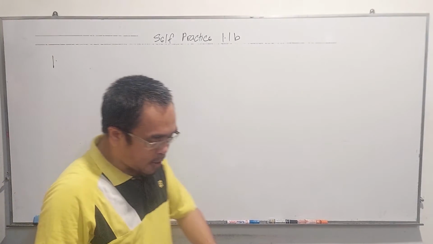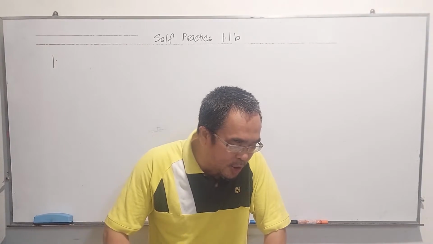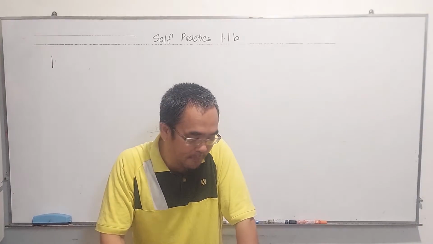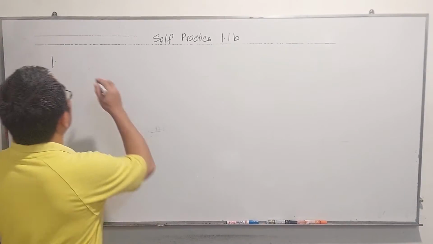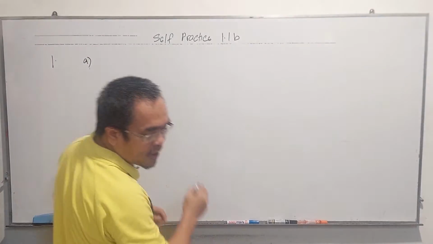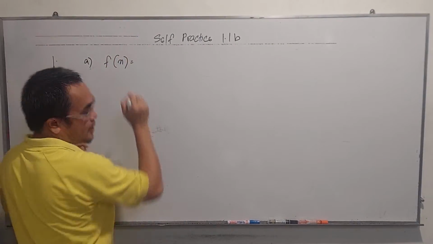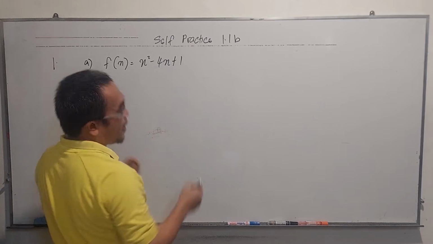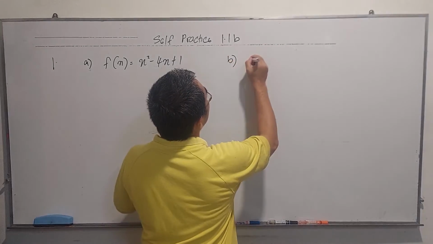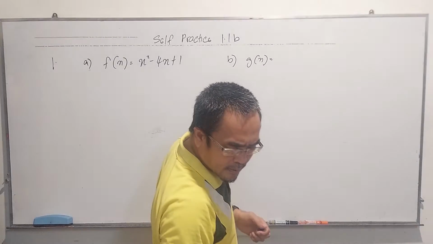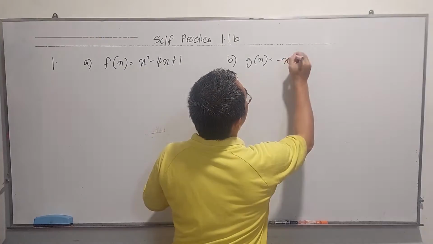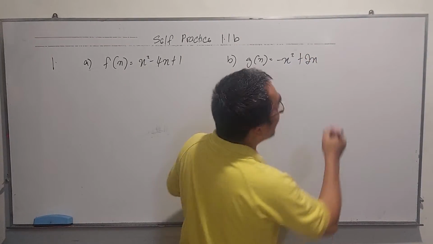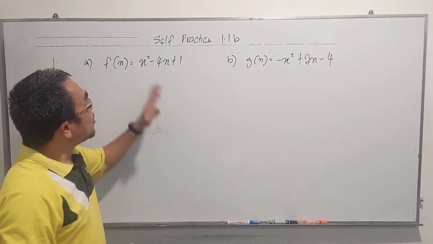Okay, now look at question number 1. Determine whether the shape of the following graph of quadratic function is U shape or N shape. Okay, so for A, the function is f(x) is x squared minus 4x plus 1, and B is g(x) is negative x squared plus 2x minus 4.